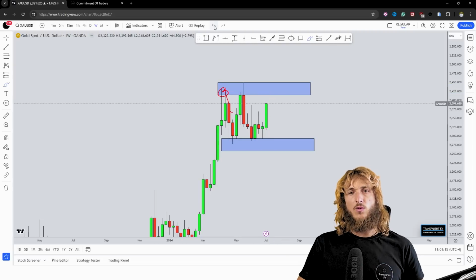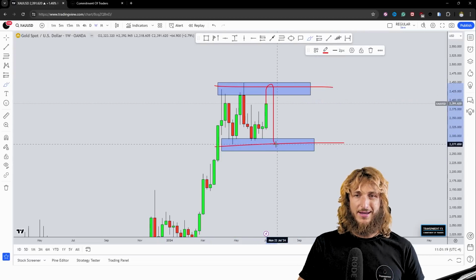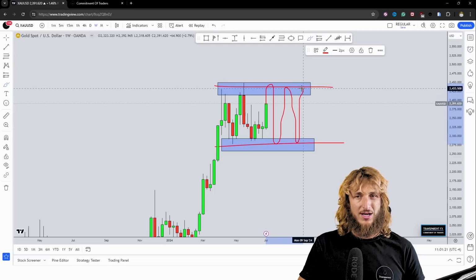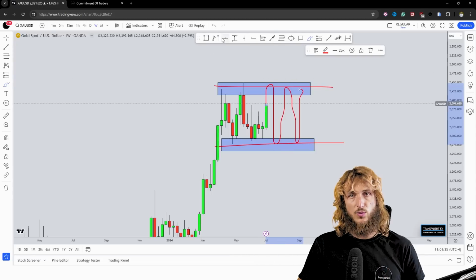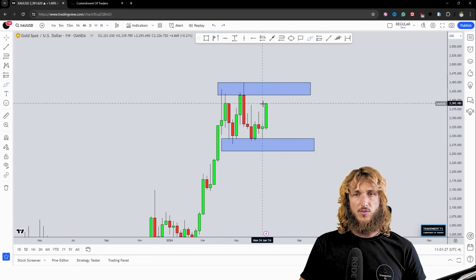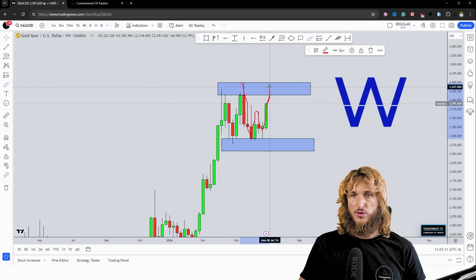Now, until the market will remain bounded in between these two levels, we could simply expect to see more horizontal price action because when the market is in a range, it's supposed to continue to move sideways. And it is also important to keep in mind that in creating this push to the upside, the market is also creating this W formation.